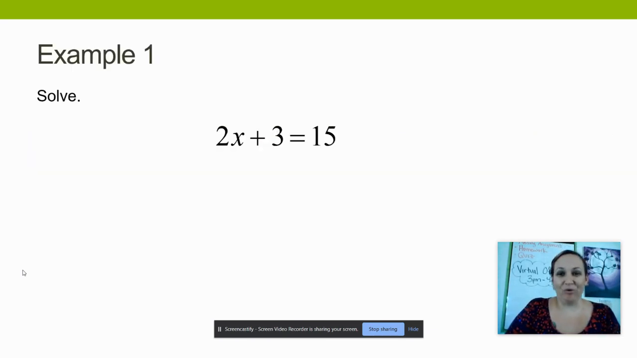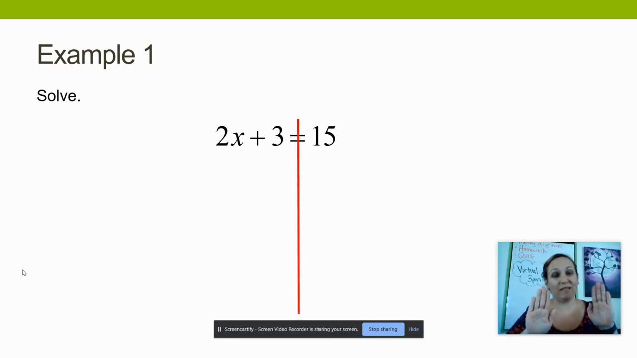Here's our first example. Much like yesterday, I'm going to start this problem by drawing a red line right down the middle of that equal sign, splitting the problem into two sides, a left side and a right side. It's very important when you're starting these problems that you identify where your variable is. And your goal is going to be to take everything from that side and move it to the other side. Okay? So anything that's not a letter X needs to be moved to the other side.